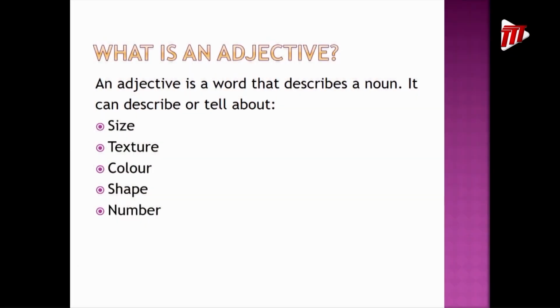So let's focus on our new word. A describing word is called an adjective. An adjective is a word that describes a noun. It can tell about the size, texture, color, shape, or number.